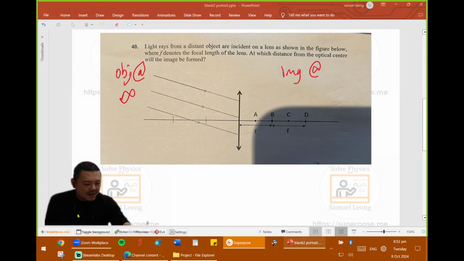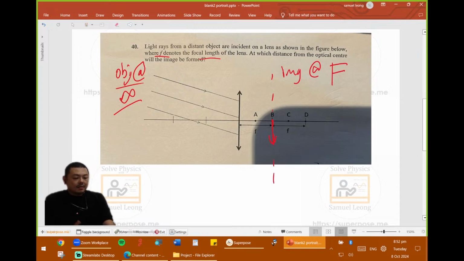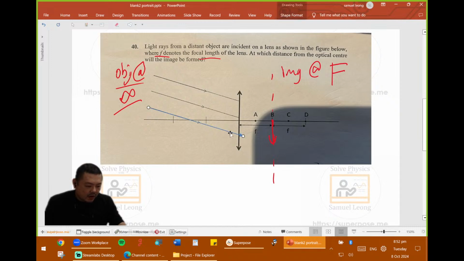So the object at infinity, the image will definitely be at F. And since F is the focal length, the image will be right here on the focal plane. If you really had to draw it, you would realize that none of the light rays they gave you are the correct light rays that we have to use. So what I'm going to do is draw one light ray that passes through F.